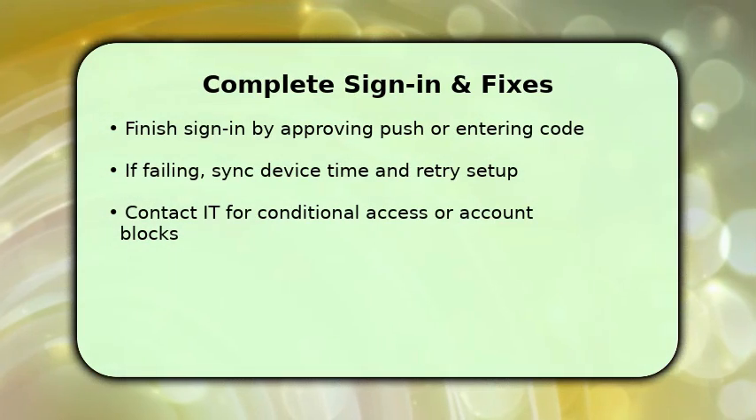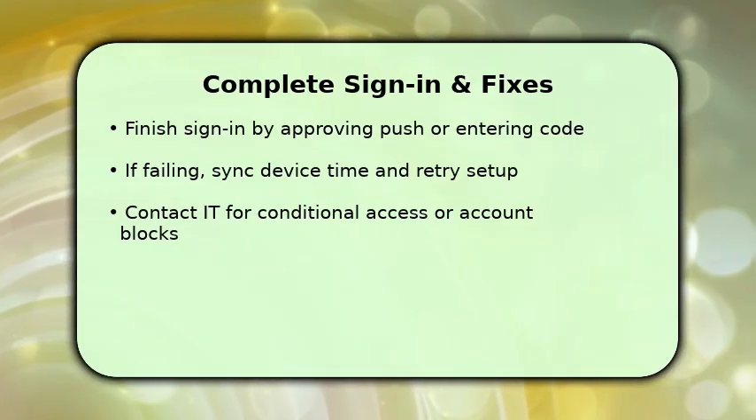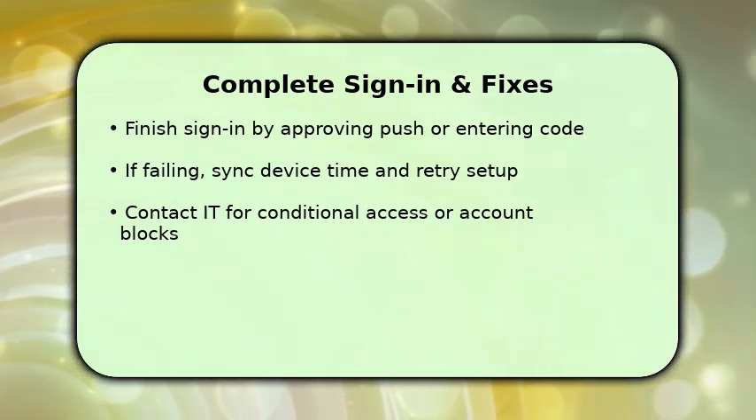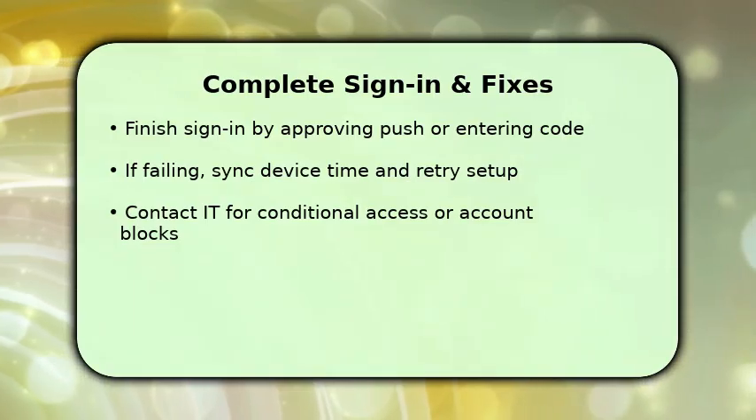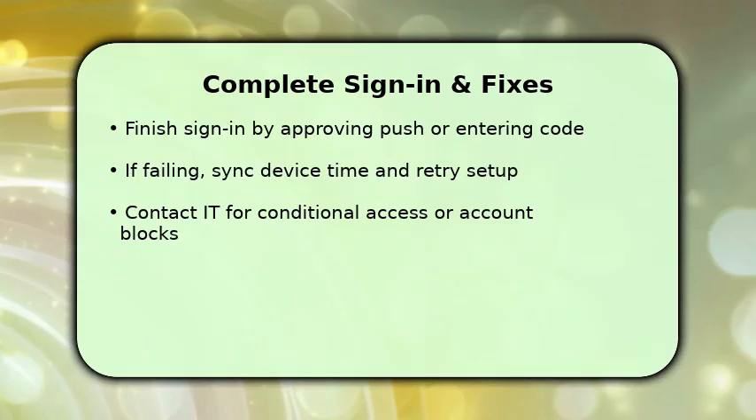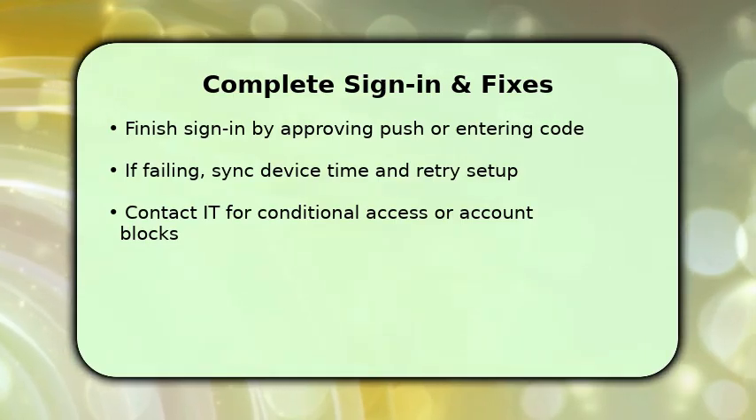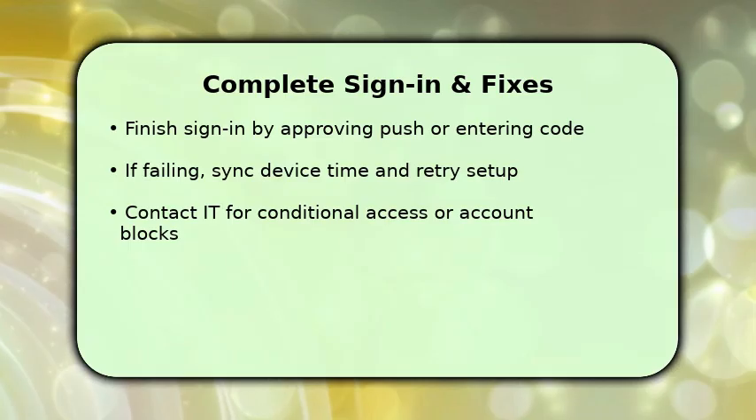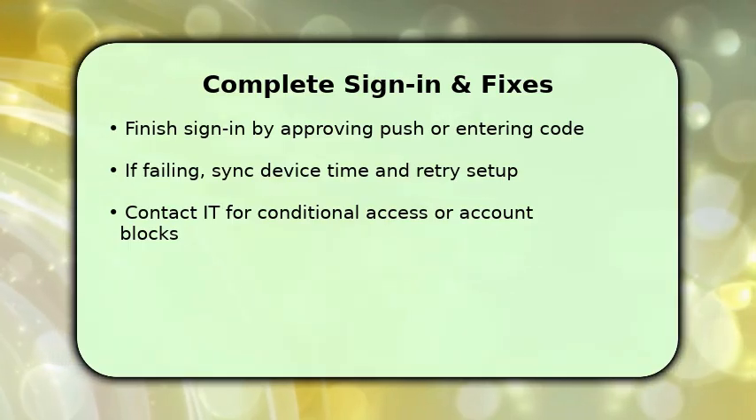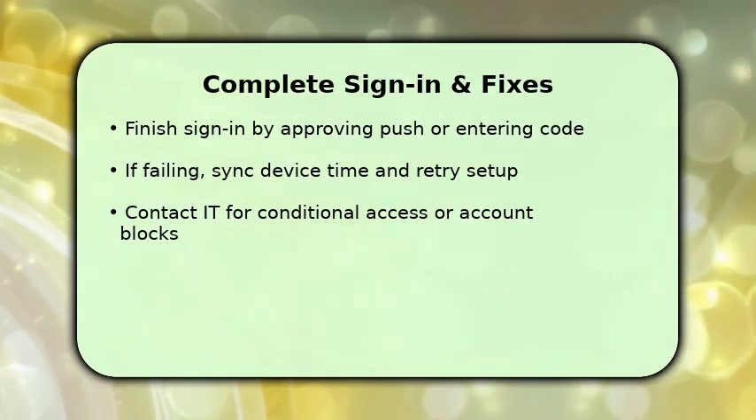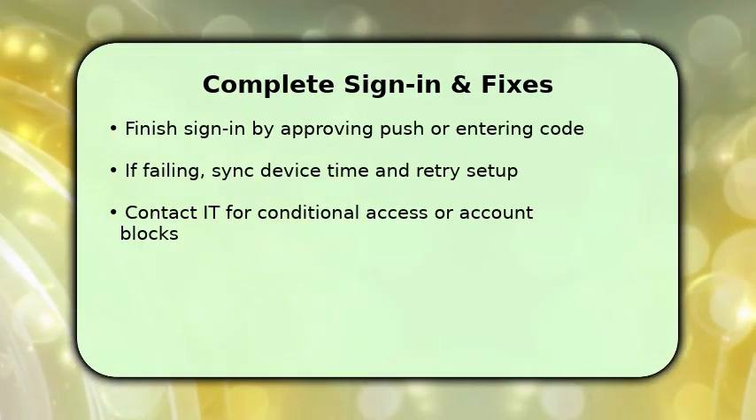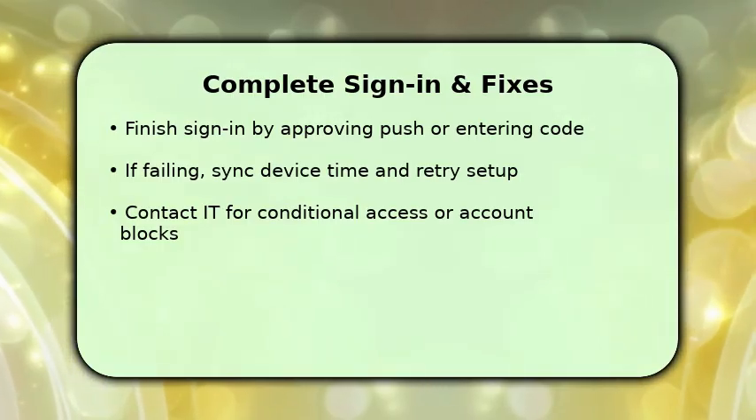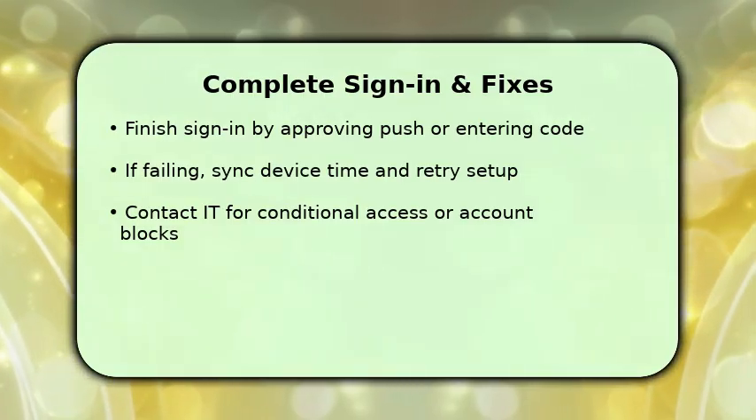To finish, return to Teams and approve the push or paste the 6-digit code. You should be signed in immediately. If sign-in fails, make sure your phone's time is set to automatic and try again, because time drift breaks codes. If you still cannot sign in, check network connectivity and any conditional access messages, then contact your IT admin to verify your account isn't blocked. That troubleshooting tip solves most issues quickly and gets you back into Teams.